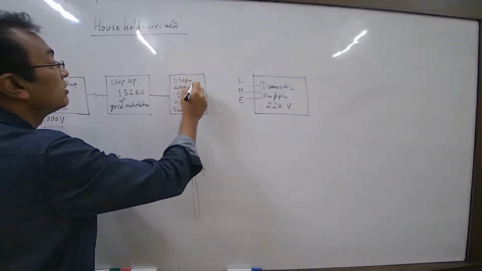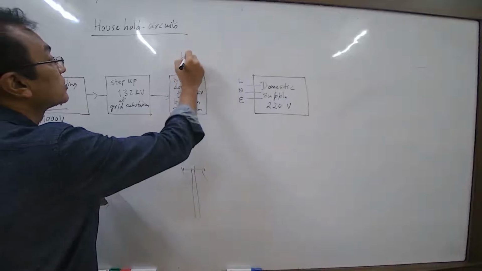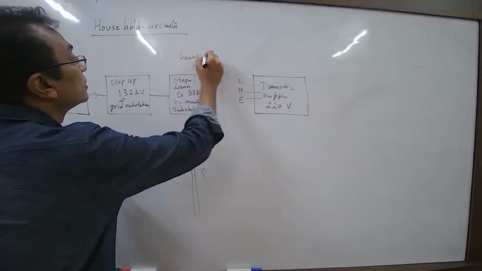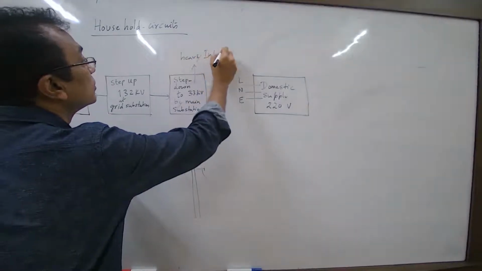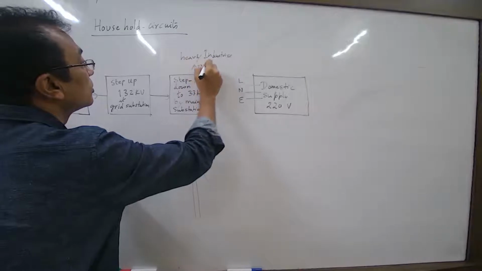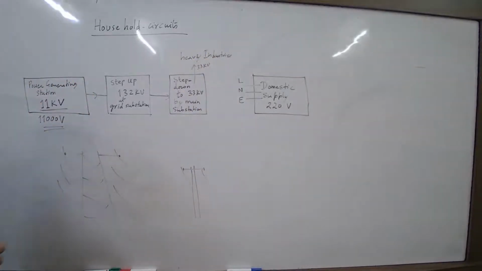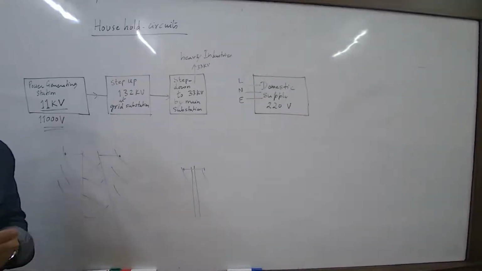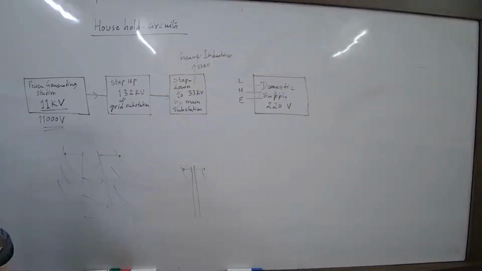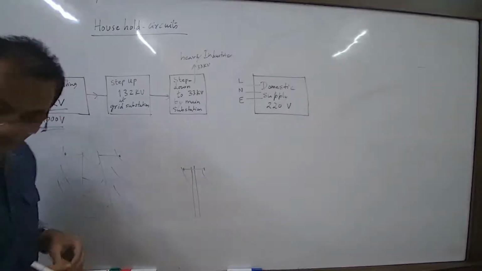So this supply is given to heavy industries. Heavy industries require 33 kilovolt. Right? Bharat Heavy Electricals Limited. You heard about it? These are very big. Larsen and Toubro, right? Or Reliance Industries, ONGC, those kind of things. So heavy industry.